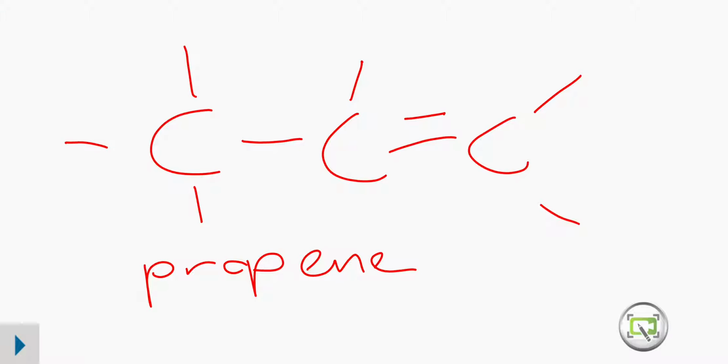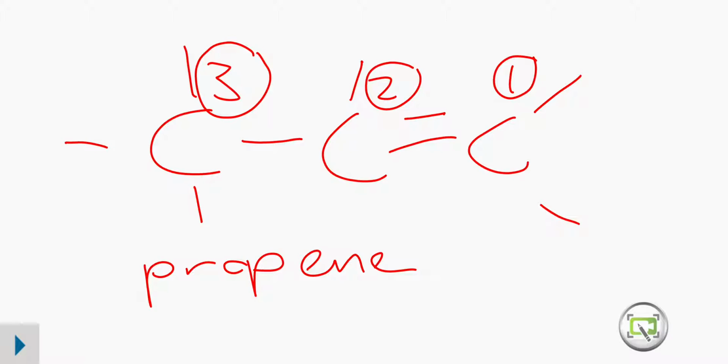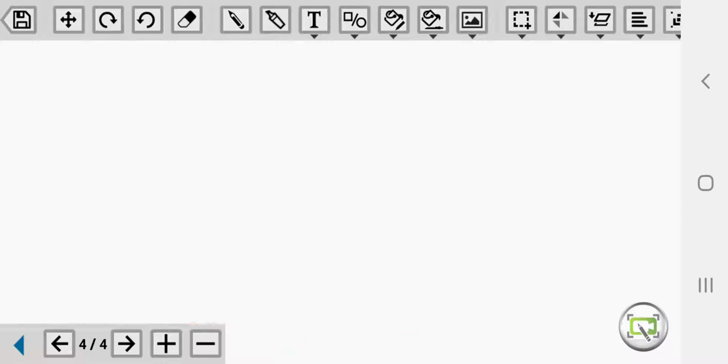And on which carbon is the double bond? It is closest to carbon 1, and we shall number the carbons closest to either the double bond or the triple bond, or to the side where the most is happening. So we're going to number the carbon on the right hand side carbon 1, and therefore this specific molecule will be called prop-1-ene.